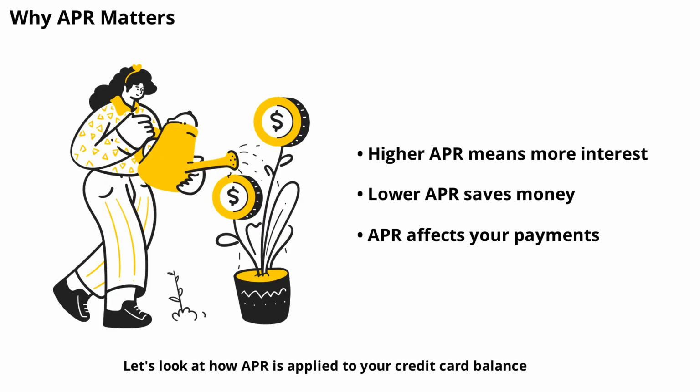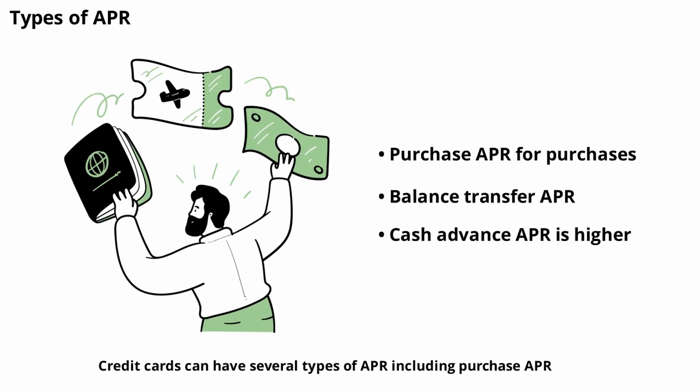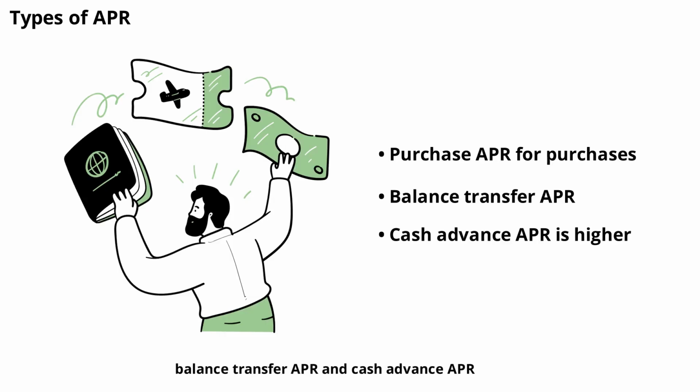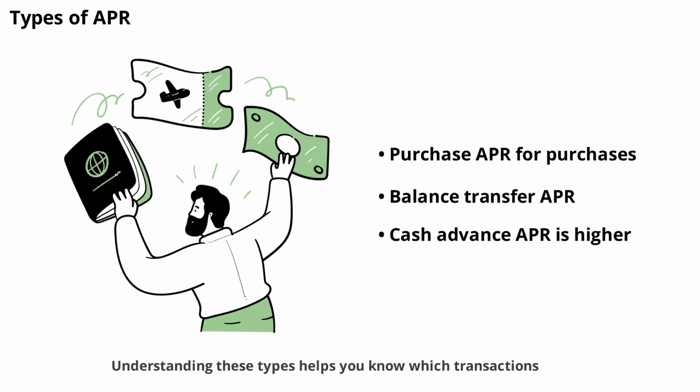Let's look at how APR is applied to your credit card balance. Credit cards can have several types of APR, including purchase APR, balance transfer APR, and cash advance APR. Each type applies to different transactions. Purchase APR is the rate you pay on everyday purchases. Balance transfer APR applies when you move debt from one card to another. Cash advance APR is usually higher and applies when you withdraw cash using your card. Understanding these types helps you know which transactions cost more and how to avoid high interest charges.